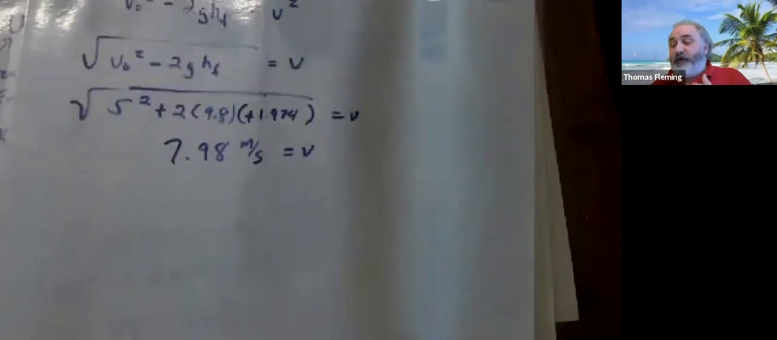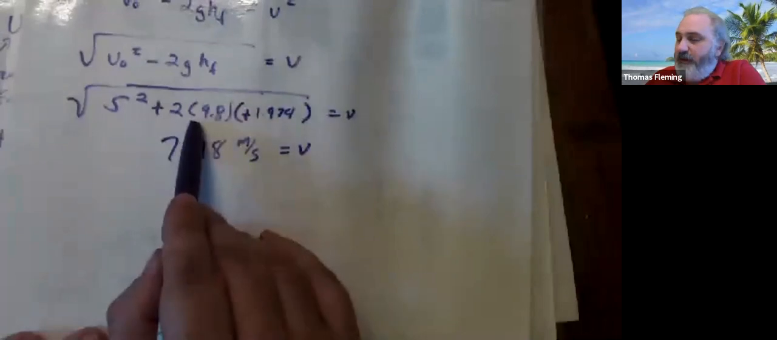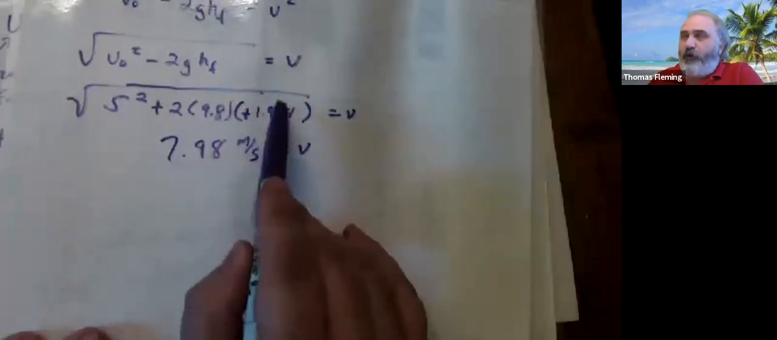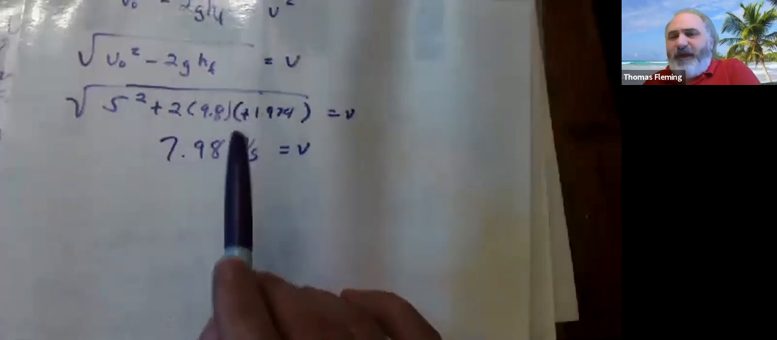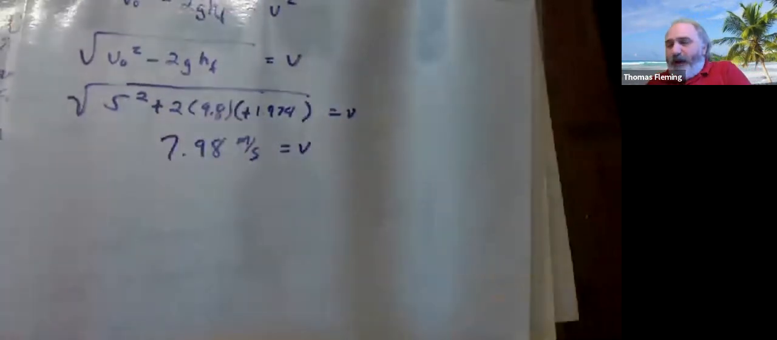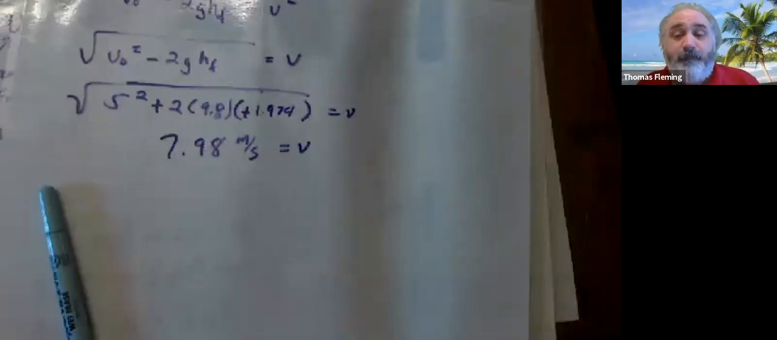Okay. If I had made a mistake and not put in h final as a negative number, look what would have happened. 2 times 9.8 is about 19.6, times this, which is really close to 2, so 19.6 times 2 is going to be just under 40. So I would have had 25 minus 40. I would have had a negative under the radical, and that would have been an imaginary number. So had I dropped that minus sign, I would have gotten an error when I plugged it into my calculator. Okay, got it.